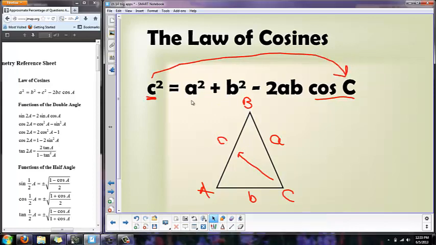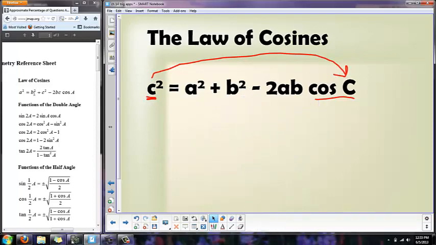Now, a couple of the kids on the day that we went over this in class were getting a little bit confused because they said, well, look at the equation right here. On your reference sheet, it's different. It starts off by saying a squared is equal to b squared plus c squared minus 2bc cosine of a.